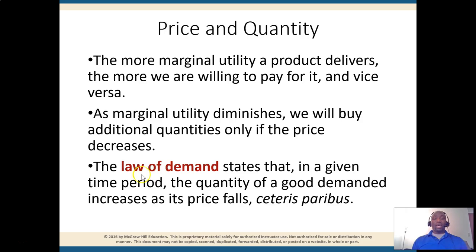And it's related to the law of demand, and we will see how the marginal utility is related to the demand curve. We already know the law of demand says that when the price changes, the quantity changes in the opposite direction. That's why the slope is negative. Ceteris paribus means that you maintain other things constant, you're looking at the price and the quantity, and that's what is here.